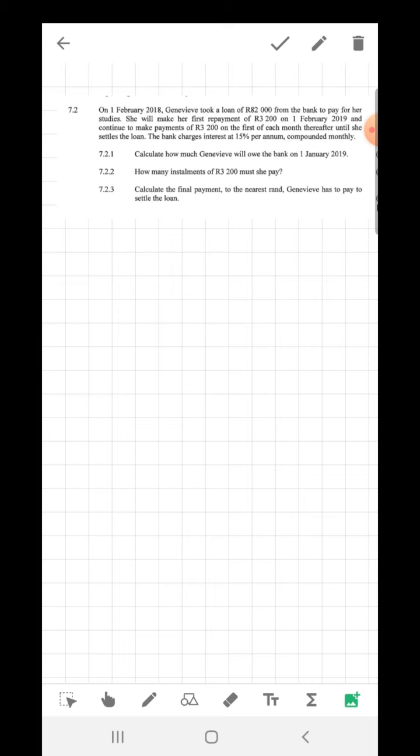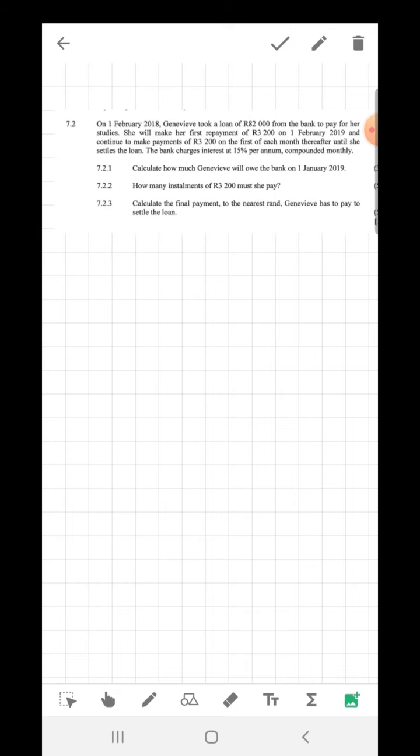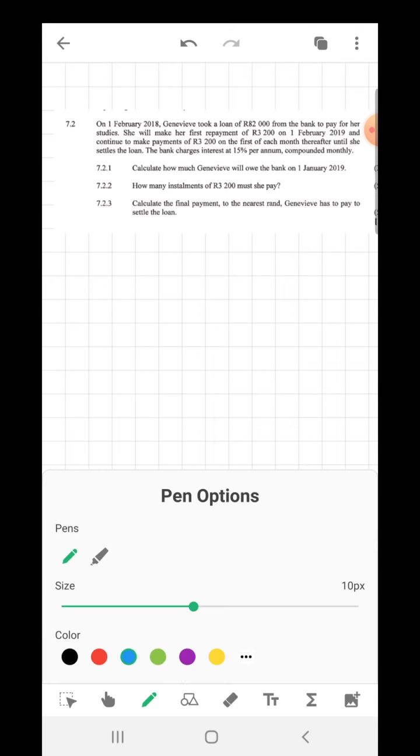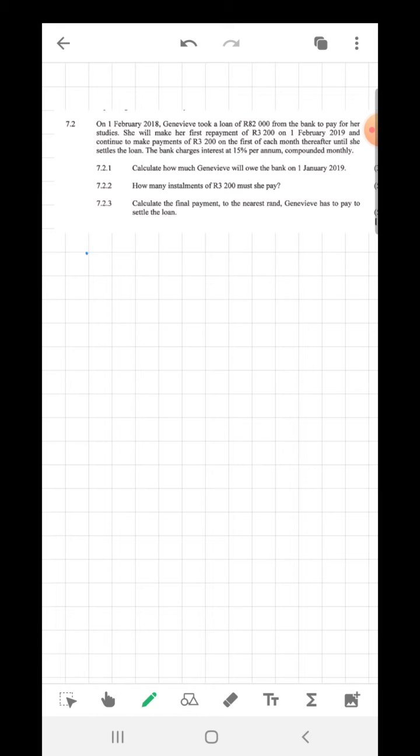So this is what I was talking about. In this situation, it says on the 1st of February, she took out a loan, right? It does not say that on the 1st of February and every month thereafter, she makes a deposit towards the loan. It just says that she took the loan out. So you are supposed to assume that payment will only start in March, because she took the loan out in February, so it's going to start 1 month later. So payment should start on the 1st of March 2018, right?